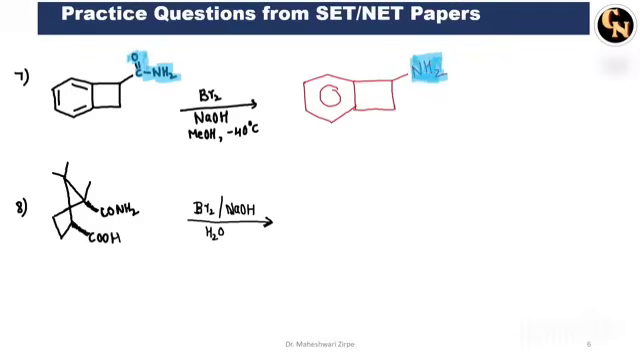If you see the reagents on the arrow as bromine, NaOH, methanol or water, and here they have given minus 40 degrees Celsius. Okay, so which reaction is this going to undergo? This is going to be your Hofmann rearrangement reaction. Sometimes they even ask us the name of the reaction in the exam. They give the product, everything, and they will ask you which reaction it is. So it is a Hofmann rearrangement reaction.